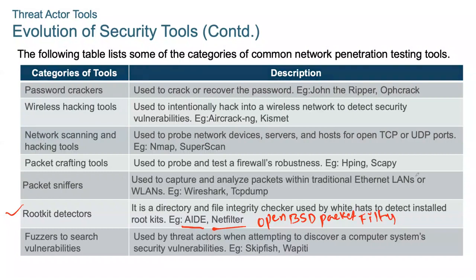So these are some of the important tools. And another one is fuzzers to search for vulnerabilities, which is another cybersecurity tool. The fuzzers are tools used mostly by threat actors to find out vulnerabilities, when they attempt to discover a computer system's security vulnerabilities.